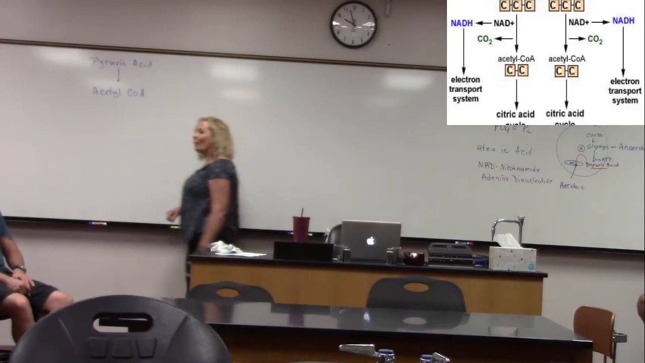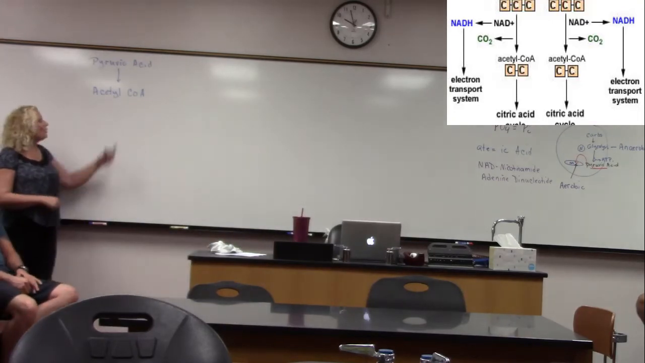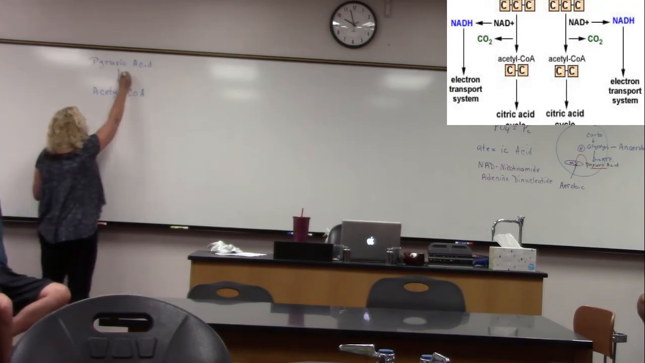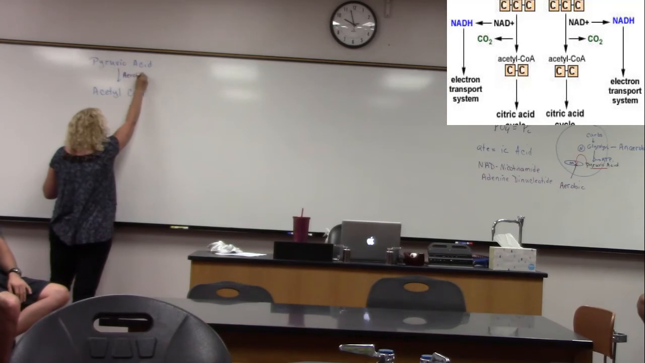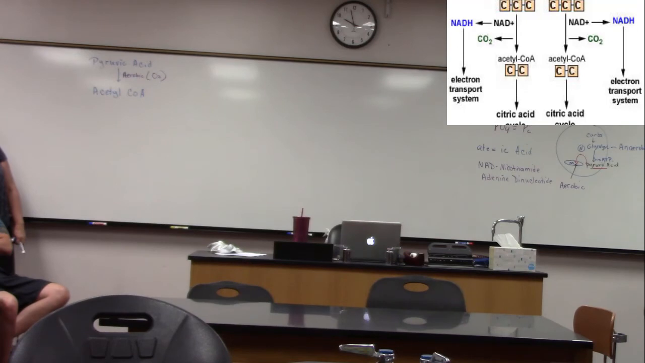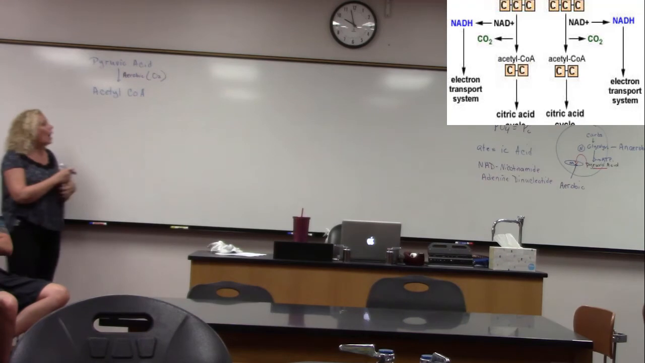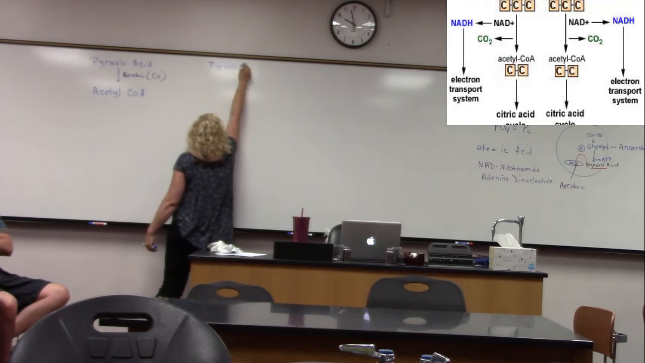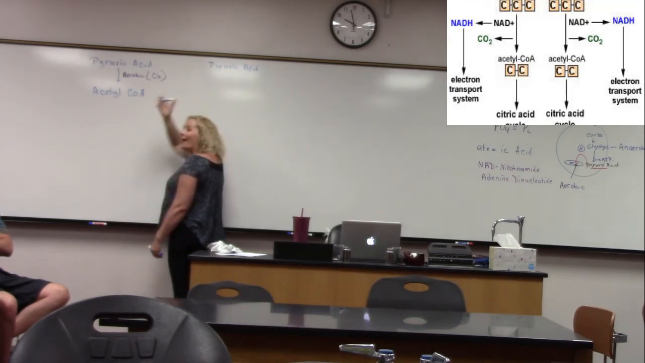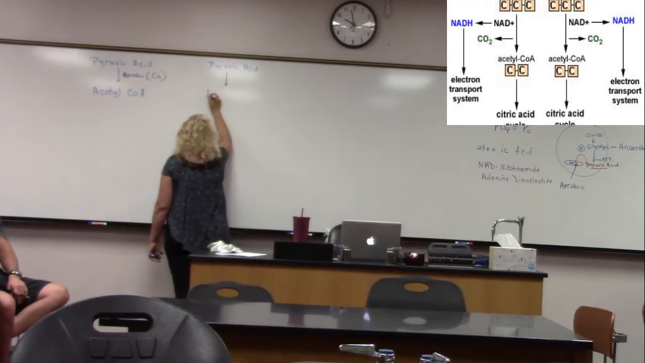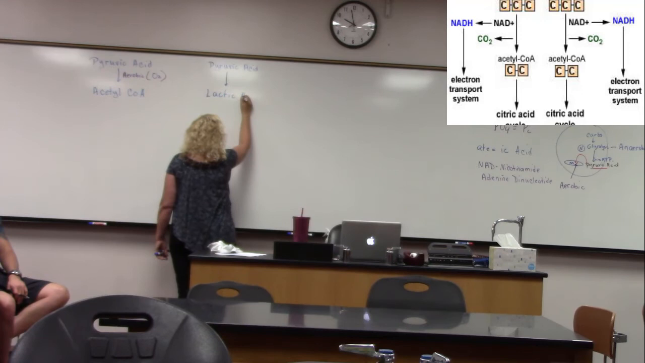Now there's a couple really important things you also have to know here. The only way for pyruvic acid to turn into acetyl coenzyme A is if we are aerobic. So that means there has to be oxygen present for this step to take place. If oxygen is not present, so for whatever reason we're holding our breath, or maybe you have a person who is out doing a lot of exercise, and so they don't have a lot of oxygen, this pyruvic acid is going to turn into lactic acid.